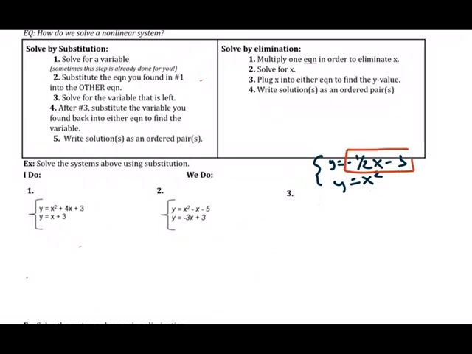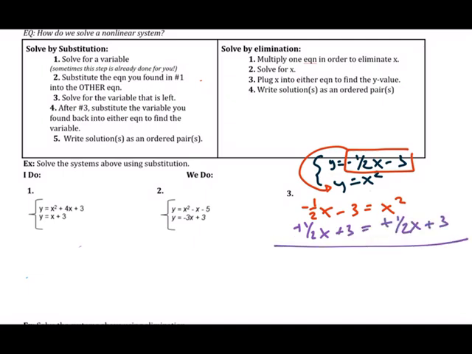All right. Step 1, substitute this in. -1/2 x minus 3 equals x squared. Step 2, get everything on the same side. So I'm going to add 1/2 x and add 3. Add 1/2 x and add 3. That's going to give me 0 equals x squared plus 1/2 x plus 3.